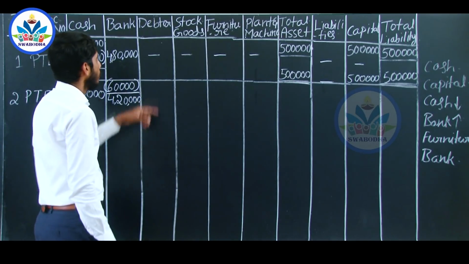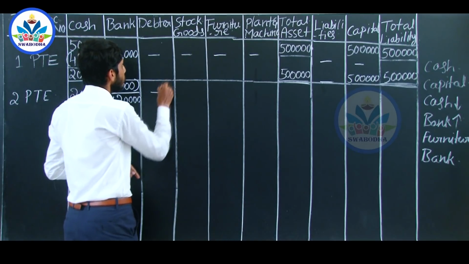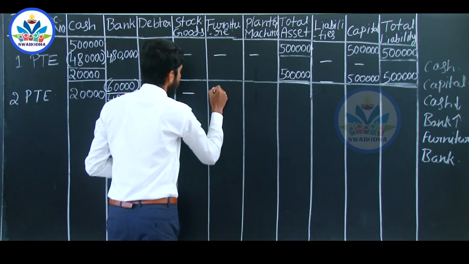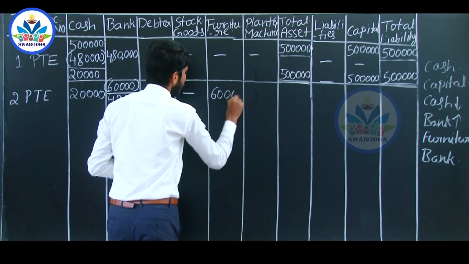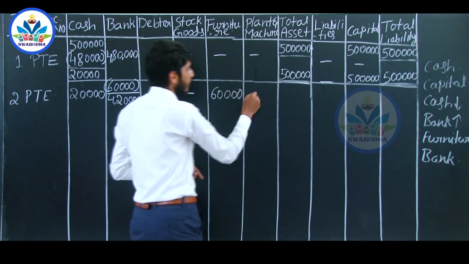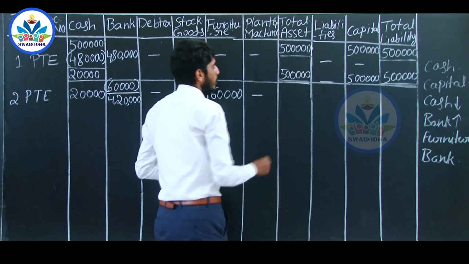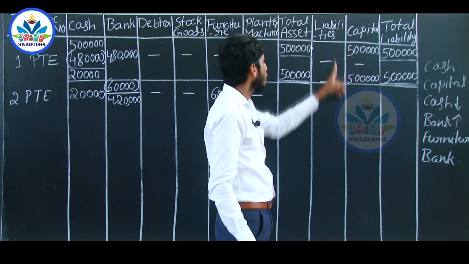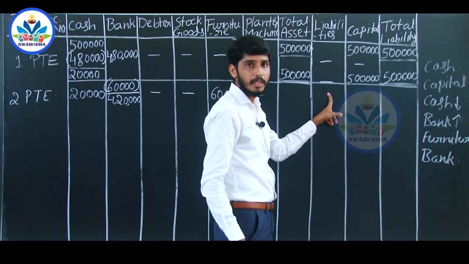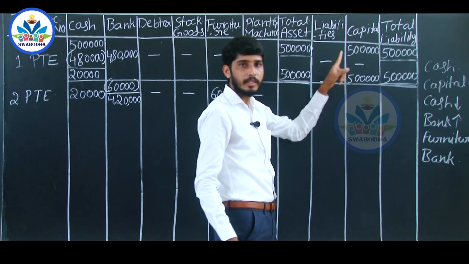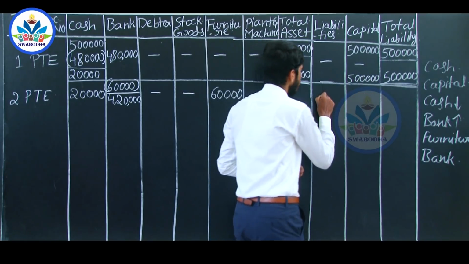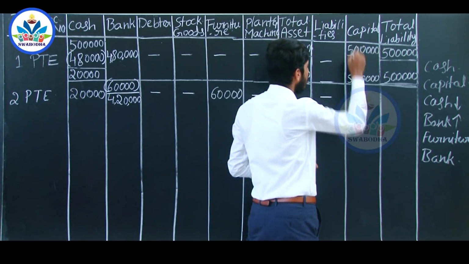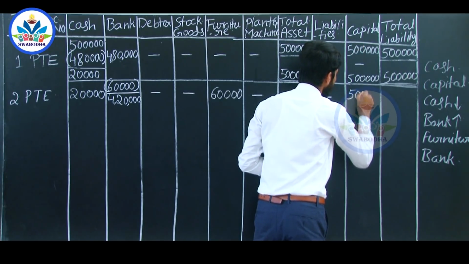4,20,000. There is no value of debtors, no stock or goods. You have purchased furniture, so furniture value increases by 60,000. There is no plant and machinery. Now, coming to the liability side, there is no change. There is no liabilities or capital amount involved in this particular transaction. So, there will not be any changes. Liability value is still 0. Capital amount is 5 lakh rupees.